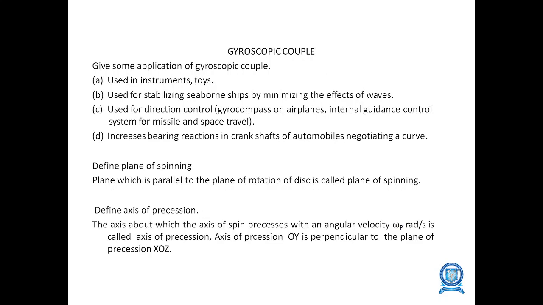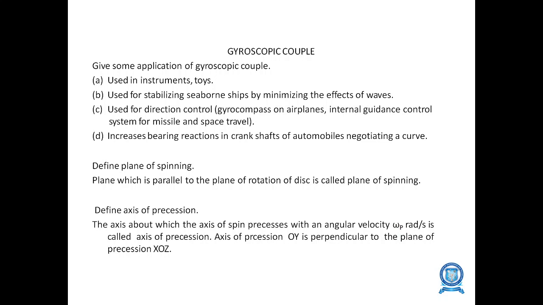The gyroscopic couple has some applications. It is used in instruments and toys. It is used in stabilizing seaborne ships for minimizing the effect of waves. It is used in bearings and crankshafts for negotiating curves in automobiles. It is used in gyro compasses, etc.